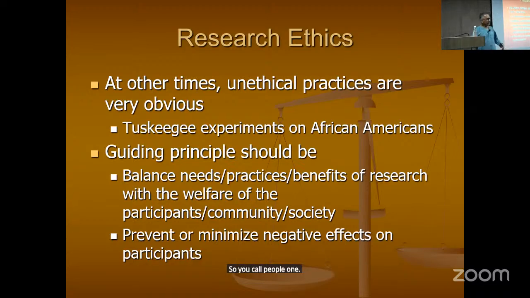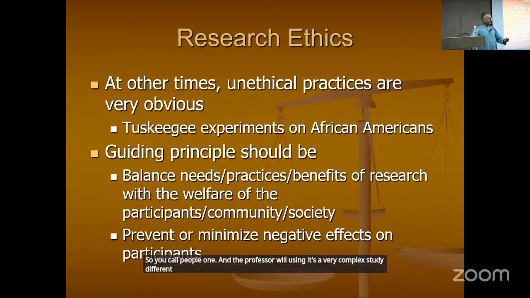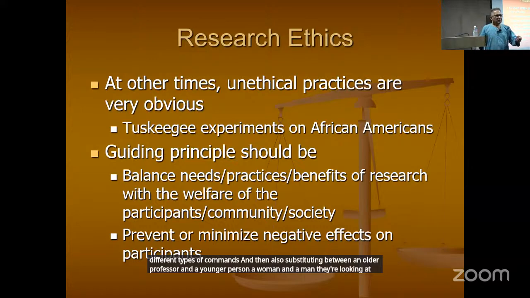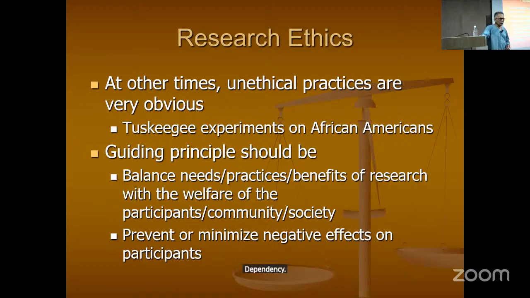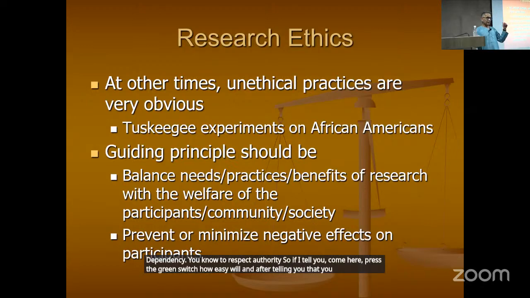It's a very complex study, with different types of commands, and also substituting between an older professor and a younger person, a woman and a man. They're looking at people's tendency to respect authority. So if I tell you, come here, press the green switch, how easy, and after telling you that you're going to be giving electric current, what are the chances that you will or you will not?